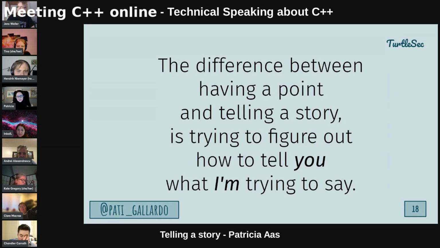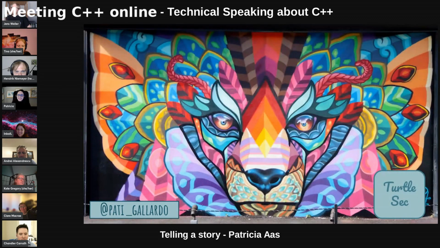But the point is that you are trying to communicate to people. It's not enough to just talk, because language is just putting words into the air. You need to make sure it is parsed on the other end. You can't just push it into the air. So this is basically the entire point of my entire talk: the difference between having a point and telling a story is trying to figure out how to tell you what I'm trying to say. And thank you very much.